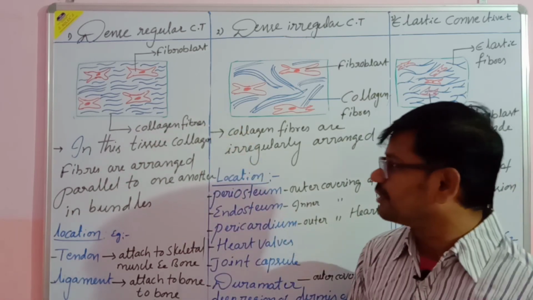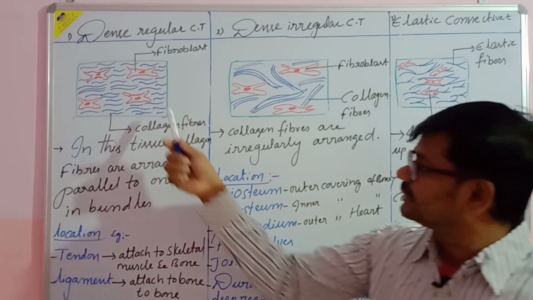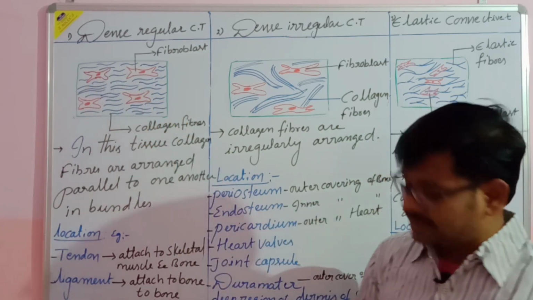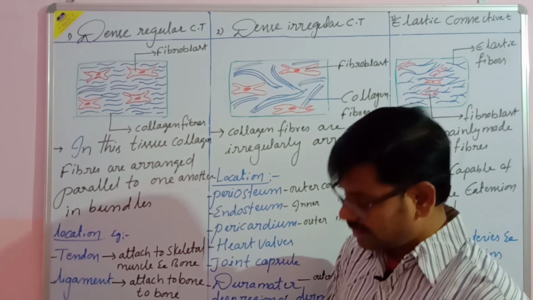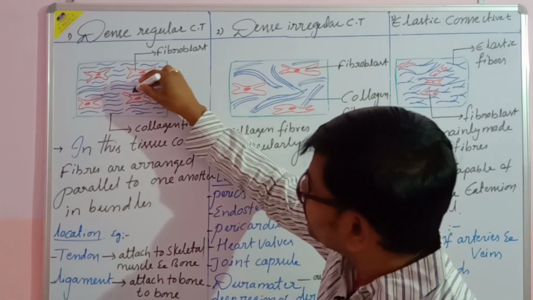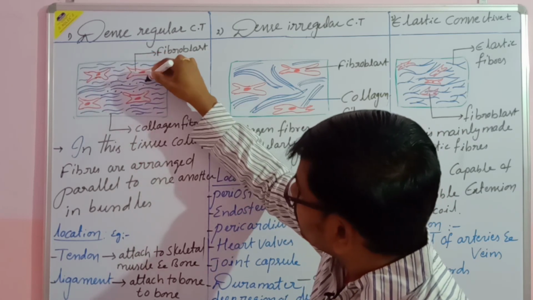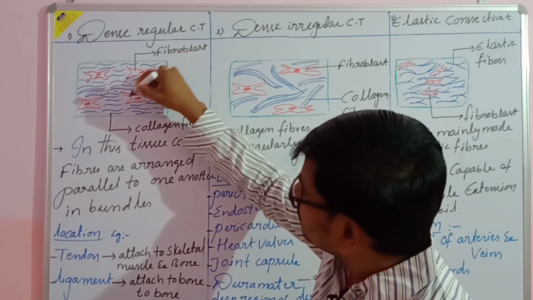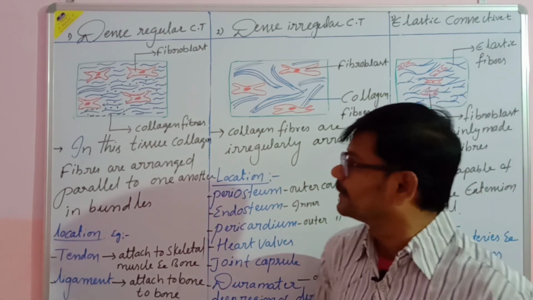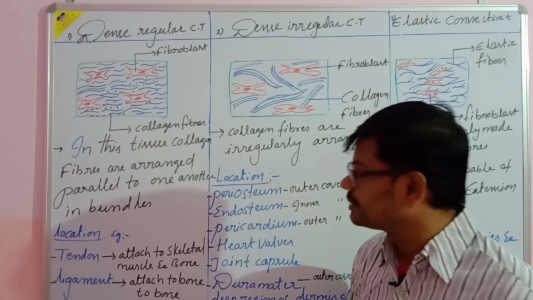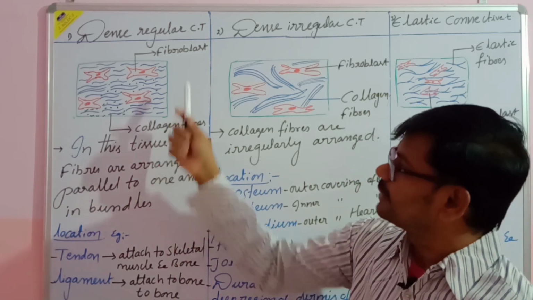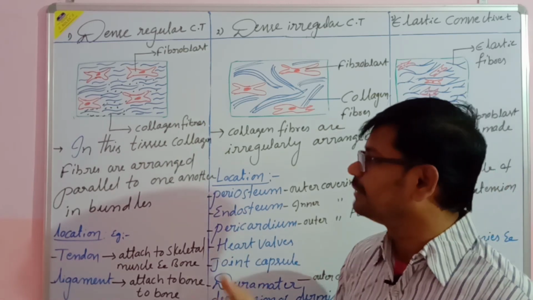Basically, dense regular connective tissue is made up of more fibers, and very few fibroblasts and other cells. The space between the cells and fibers is filled with ground substance, which we can call intercellular substance or intercellular matrix, right? This dense regular connective tissue is called white fibrous tissue because the collagen fibers are naturally white in color, very bright.